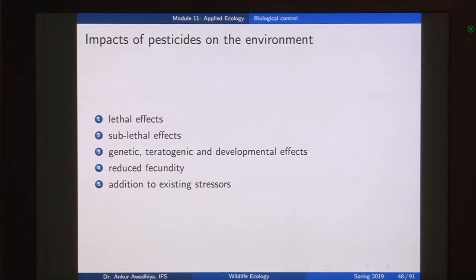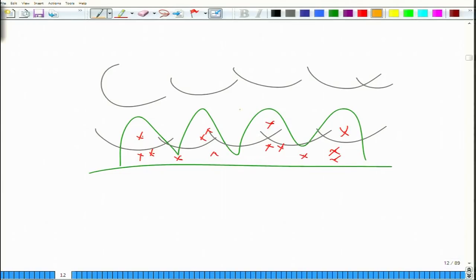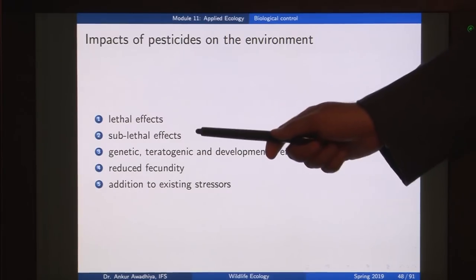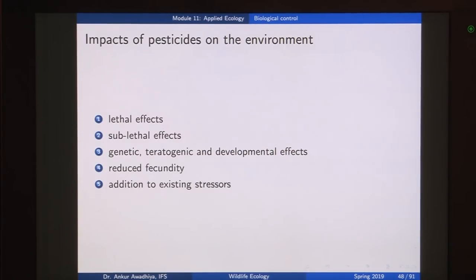So for instance in this particular example, suppose you had things like butterflies, and when you are applying your pesticide the butterflies will also be killed. Similarly a number of other pollinators also get killed because of the pesticides. Apart from the lethal effects you also have a number of sublethal effects, in which case a number of organisms will start becoming extremely lethargic. They will have a reduced fecundity, which means that they will not have a large growth of population, they won't be able to produce their offspring properly.